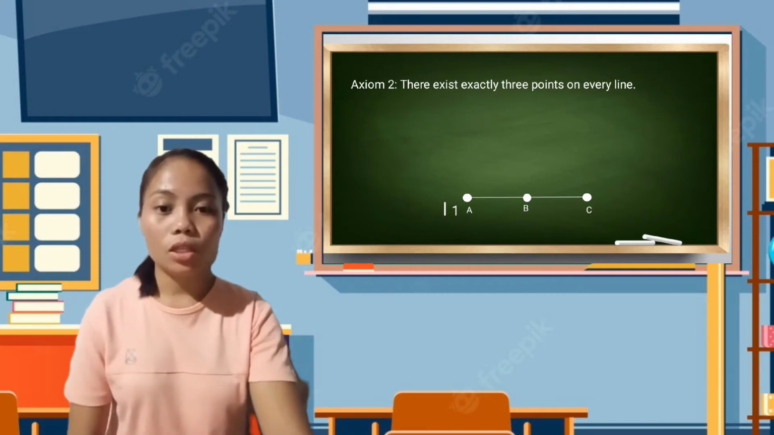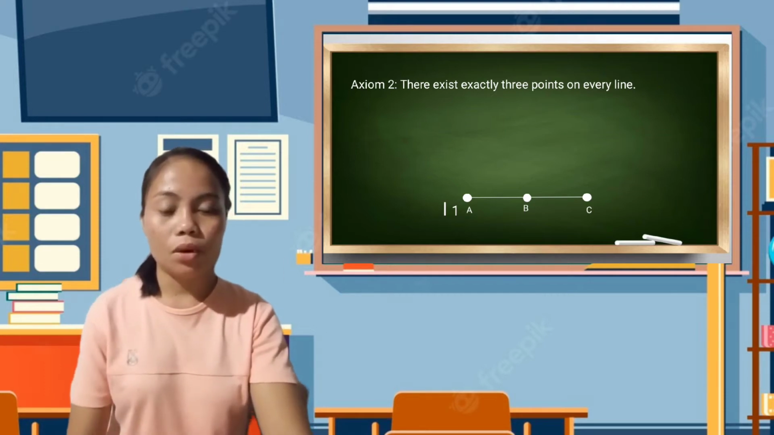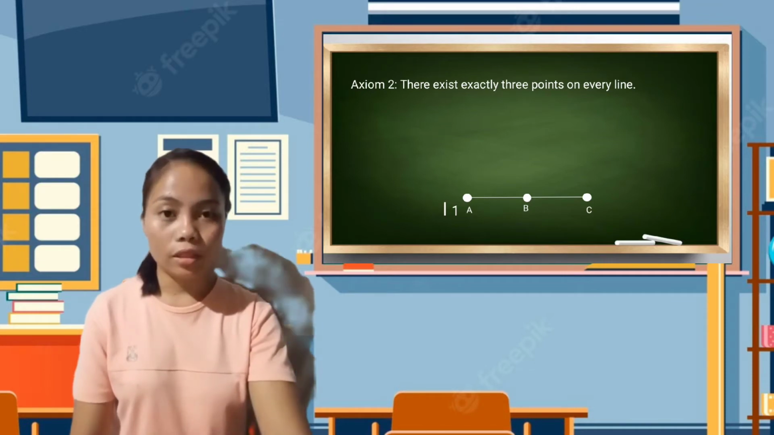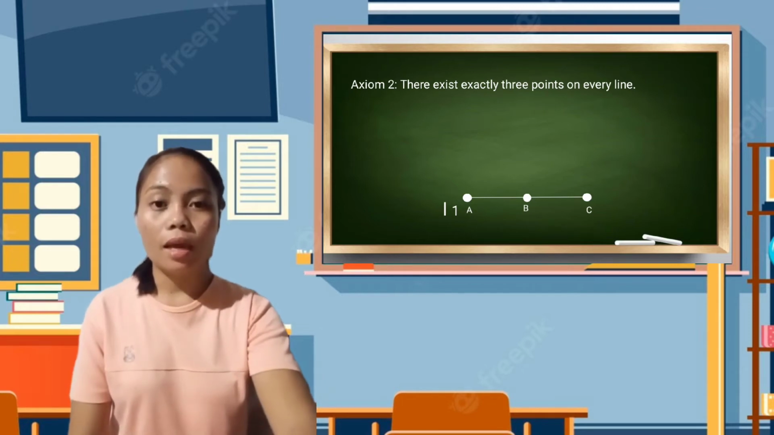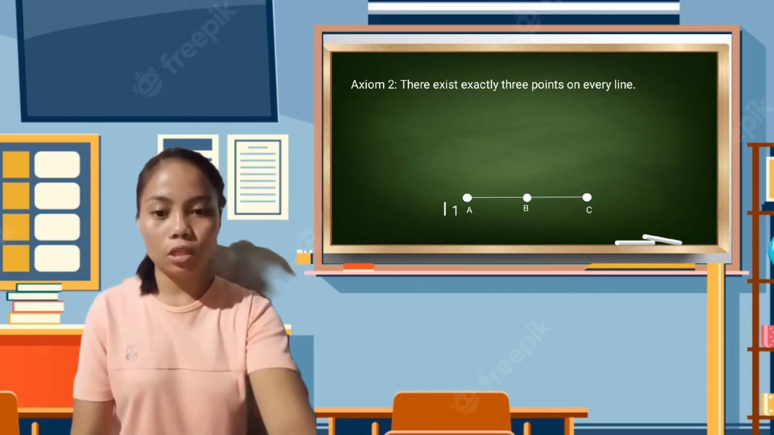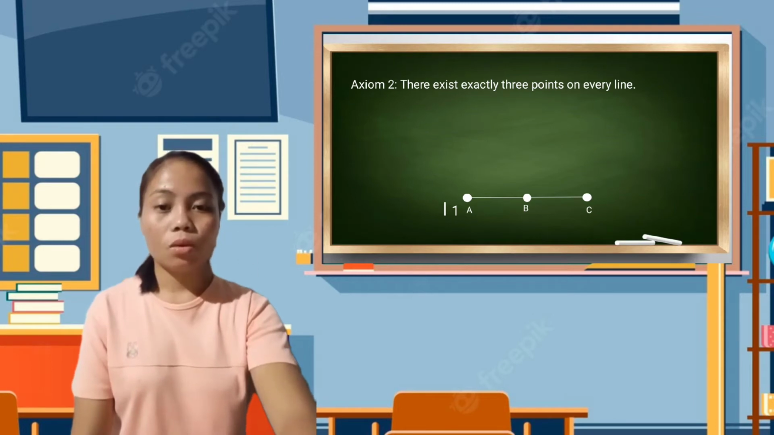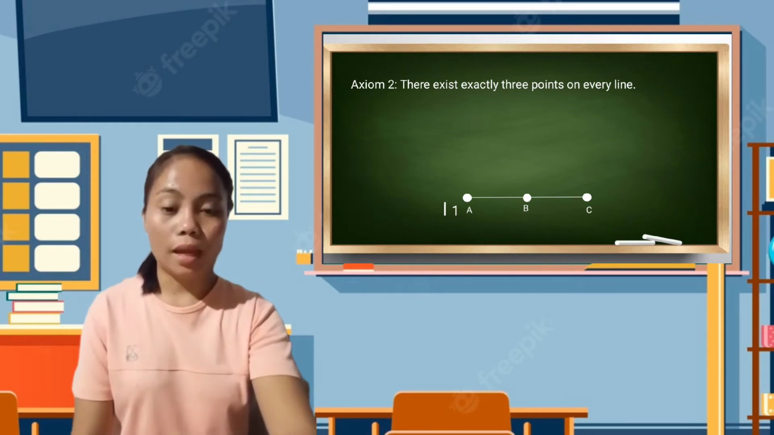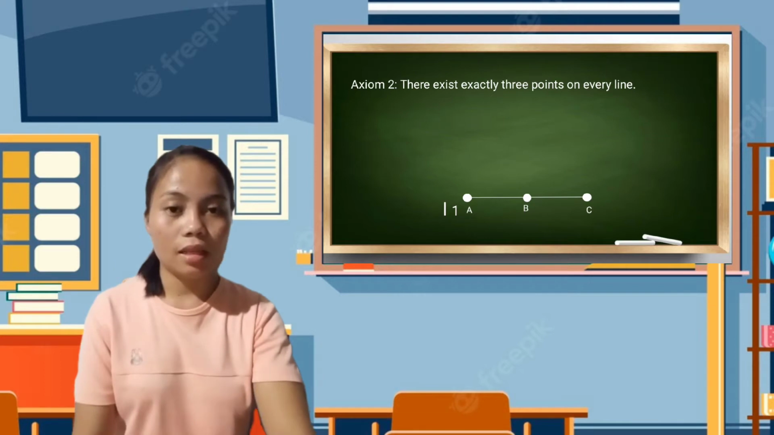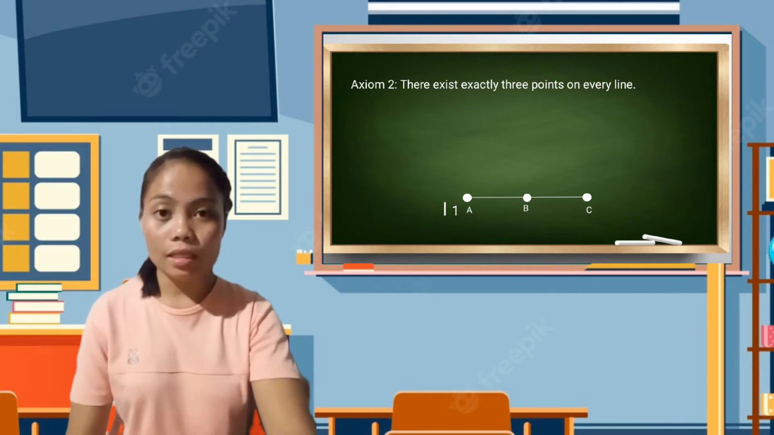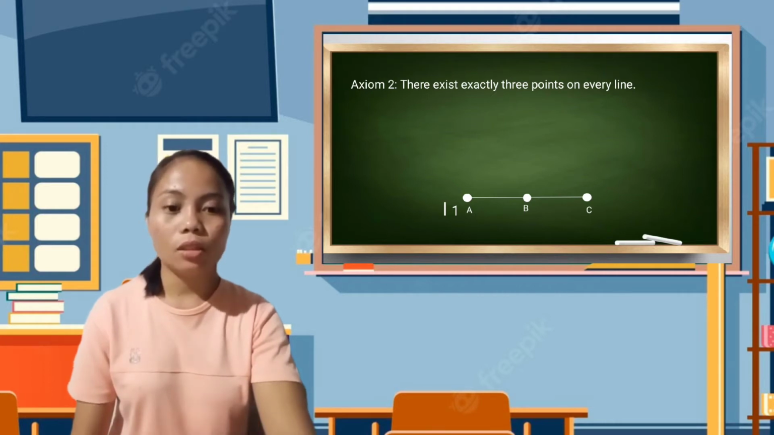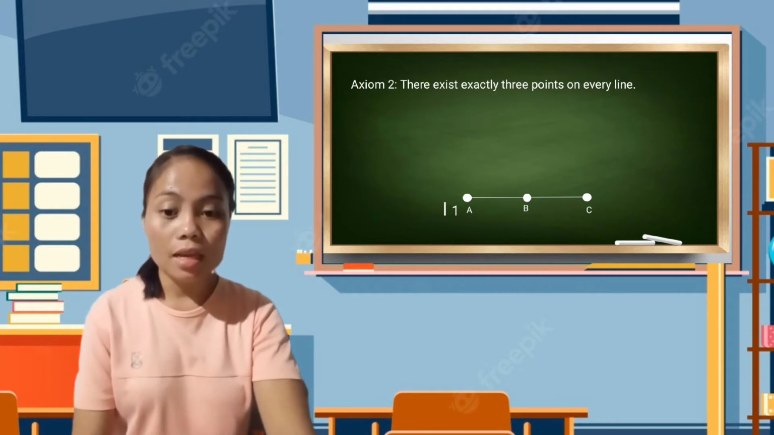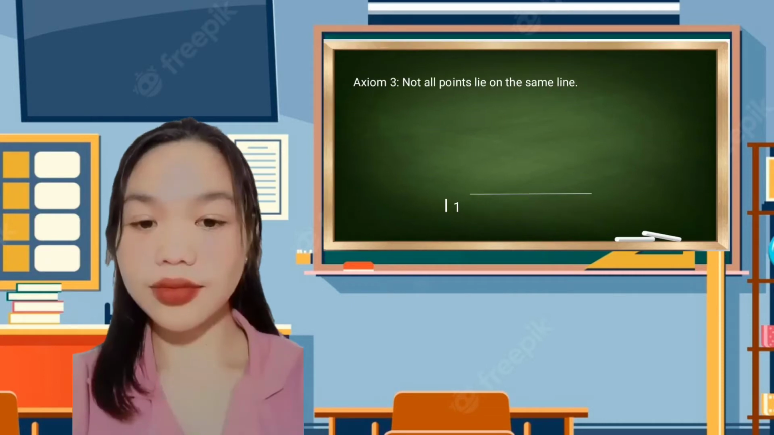So it says here, each line has exactly 3 points. We can see there 7 distinct lines including 1 curved line, and all of those 7 distinct lines have exactly 3 points each. On the other hand, note that the axiom says nothing about whether the line is straight or curved, as long as it contains exactly 3 points each.